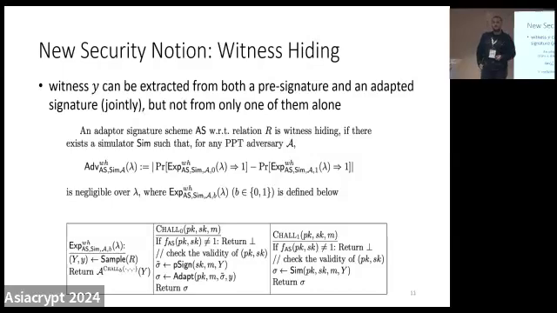So to fix this, we introduce a new security notion, which we name witness hiding. Basically, we require that for the witness y to be extractable, someone should use both the pre-signature and the full adapted signature, but not only one of them. And if we go a little more formally, we base it on the indistinguishability of the following two experiments. In experiment 0, we give the adversary access to an oracle of pre-sign and adaptation to generate the signature, while in experiment 1, we give access to an oracle that simulates signatures without the knowledge of the witness.